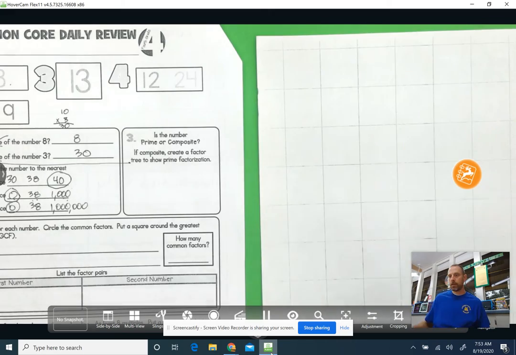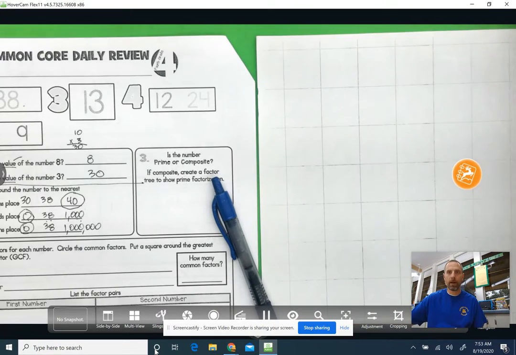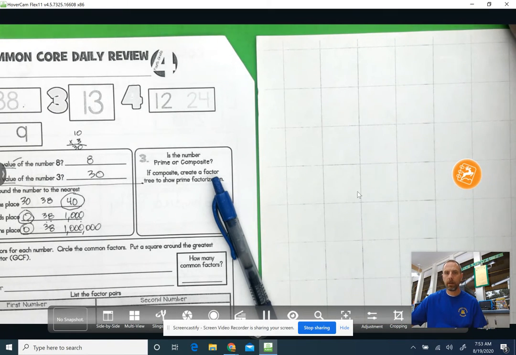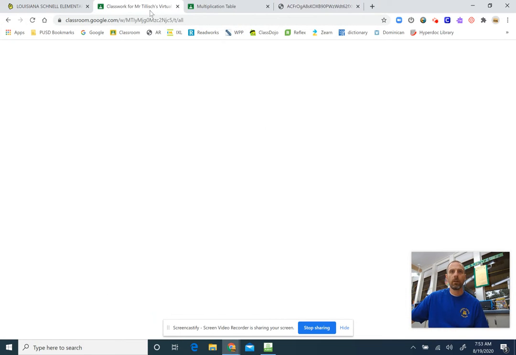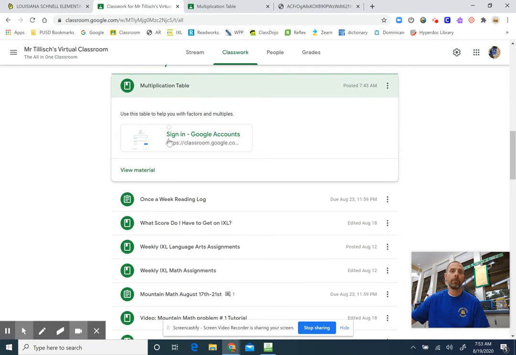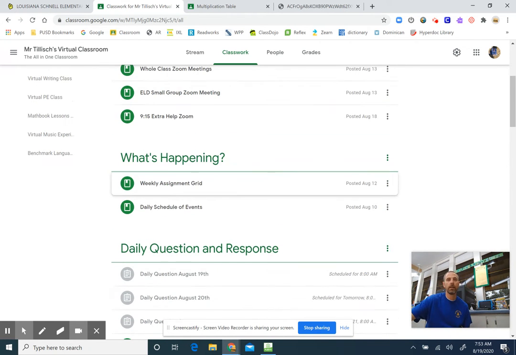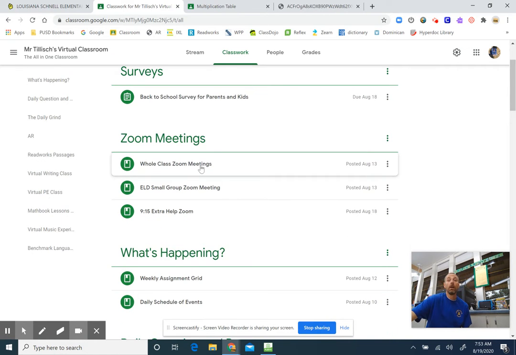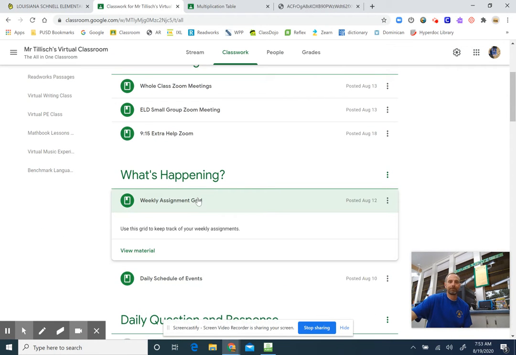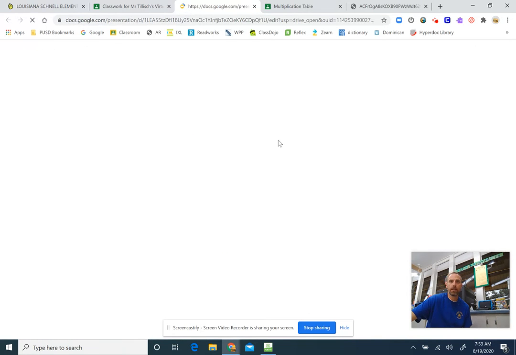All right, today is Wednesday, and Wednesday is Mountain Math. And if we take a look at our Google Classroom, we can see what problems that we need to do. So in order to see what Mountain Math problems we're going to do, we are going to take a look at our weekly assignment grid. And when we take a look, we go on over to Wednesday.